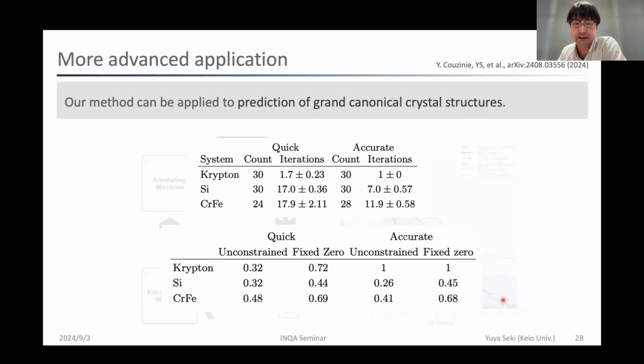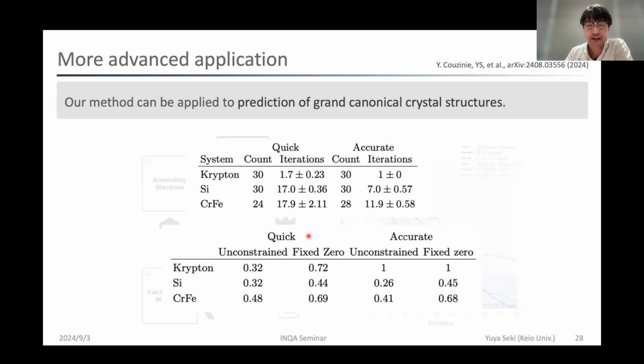And here are some results for the optimizations. We ran the FMQA 30 times, and this count means how many times we can find the ground state of that system. As you can see, for krypton, we can find the ground state 30 times, which means every time we can find the ground state of this system. But if the system becomes more complicated, sometimes we cannot find the ground state, but still we can find the ground state with a high frequency.